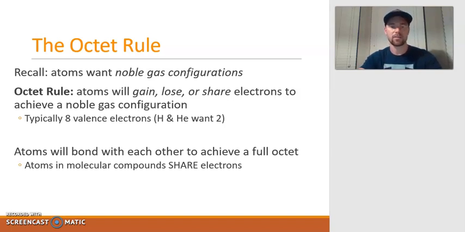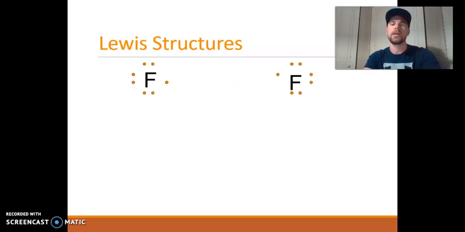So, atoms will bond together in order to achieve a full octet, which is a noble gas configuration. Reminder that atoms in molecular compounds or covalent compounds share electrons. If we take a moment to review what a covalent or molecular compound does when it bonds, let's take for instance the 2 fluorine atoms that we see. Fluorine has 7 valence electrons, which is shown. Recall that in a covalent compound or molecular compound, atoms will come together and share electrons to fill the full octet. So if these 2 fluorines were to come together and bond, we would see that they would share the 2 electrons that are in the middle.